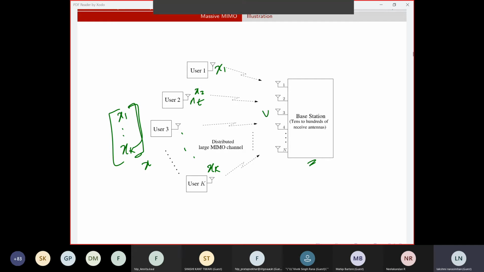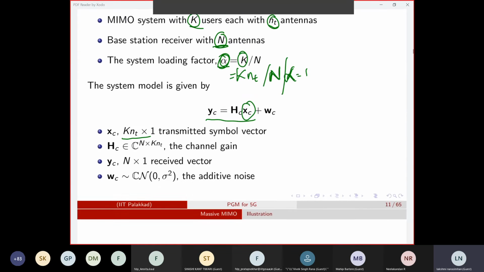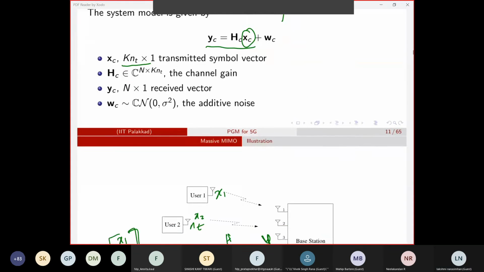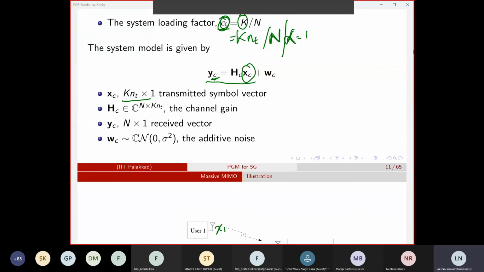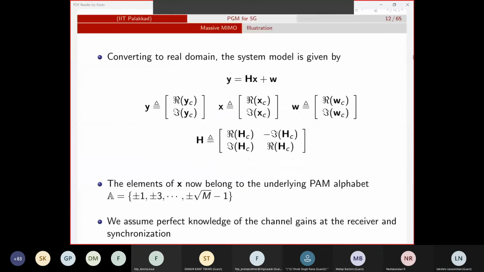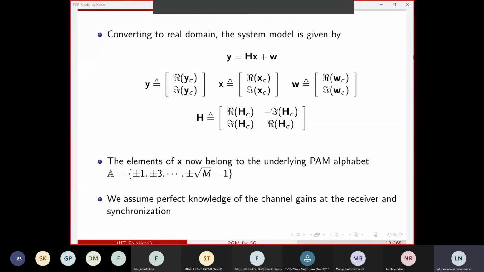The base station gets vector Y through this MIMO channel H. So we say Y is Hx plus noise. This is all typically in the complex domain. The C represents that these are all complex numbers. The probabilistic graphical model algorithm that we saw so far can be used even for complex numbers. But for simplicity, we reduce it to real so that the explaining becomes easier. It's applicable directly even in the complex domain. So we reduce this model to real numbers.